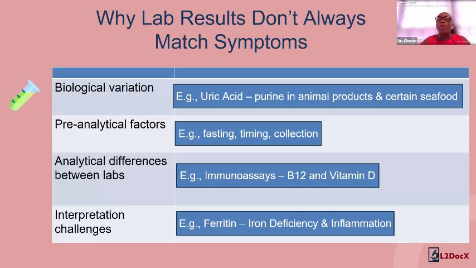In this case, you need to identify another test that is not compromised by inflammation, to be able to rule out whether this was due to inflammation or if you are actually dealing with iron deficiency. So these are some of the reasons why we have discordance.